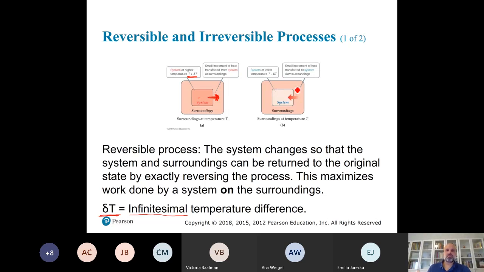And conversely, if we look at the system on the right, where we have this infinitesimally small change that's slightly lower in temperature than the surroundings, you're going to have heat being transferred from the surroundings into the system, right? Again, you have this infinitesimally small change that can occur. And when we're talking about infinitesimally small changes in temperature, we have a reversible process, because this transfer can occur where heat can be transferred from the system to the surroundings or from the surroundings to the system. So when we're talking about reversible and irreversible processes, that's what we're talking about. This is a reversible process.